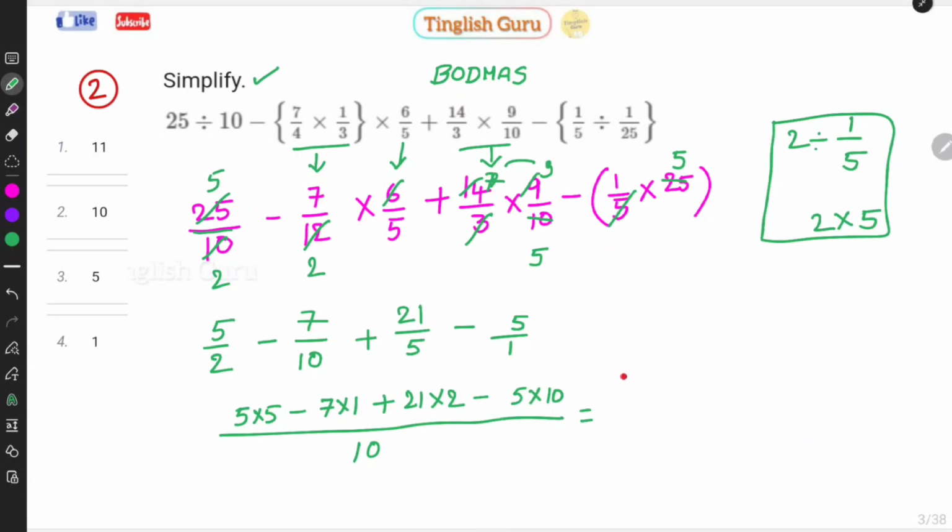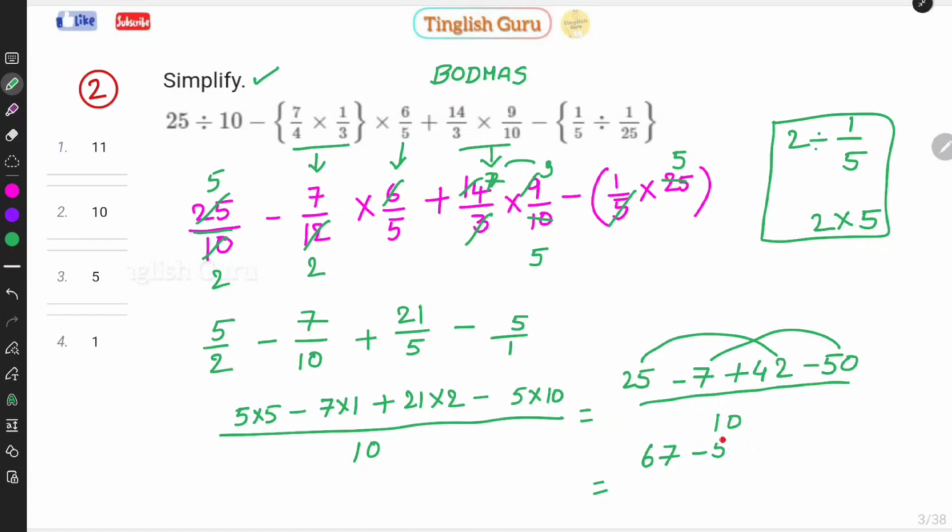Next, we will write this as 5 fives are 25, minus 7, plus 42, minus 50, whole divided by 10. Adding the positive values it is 67, and the total negative values is 57, divided by 10. So finally we will get 10 of 10, that is, the answer will be 1. It took so many steps to solve, but in the exam we can calculate it in very few steps. Next.